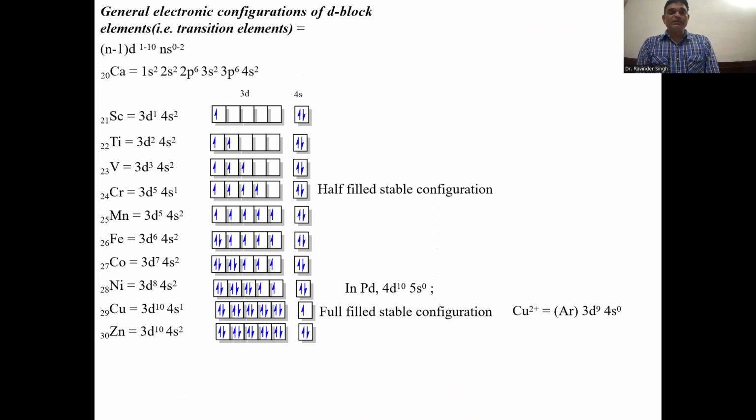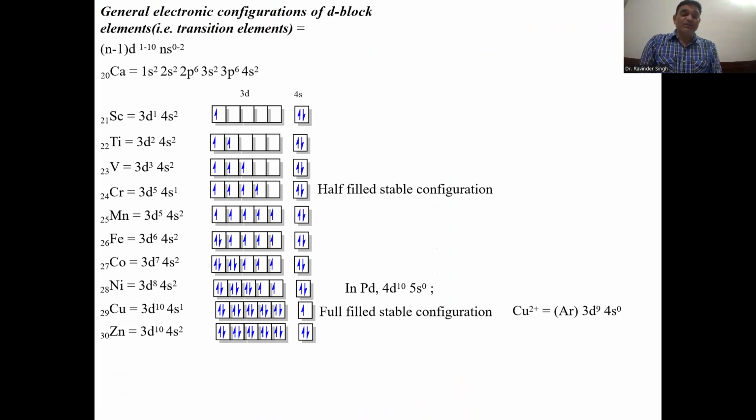One more thing here is that copper shows two oxidation states. The first is plus one, if it loses one electron. The configuration of the Cu plus one ion is 3d10, because the electron lost will be from the 4s. That is a very important question.